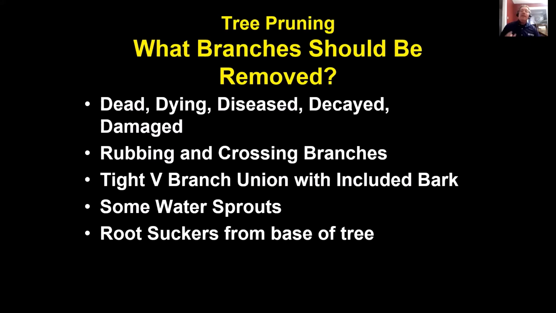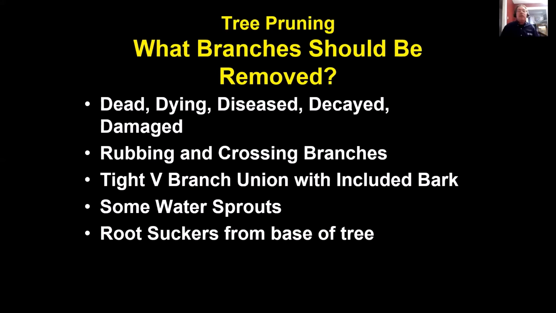Next, we start looking at rubbing and crossing branches because they wound one another. A branch that grows back into the canopy and rubs against another one is going to create a problem. Then we look for tight V branch unions with included bark. Those are those codominant stems that just break apart, right? And again, we'll show you some research why that happens.